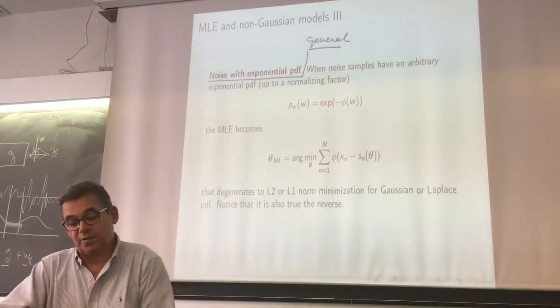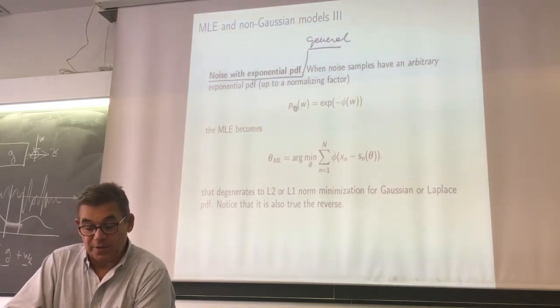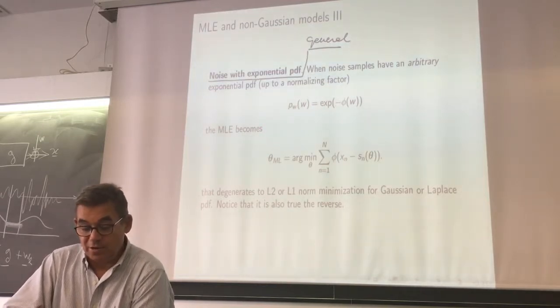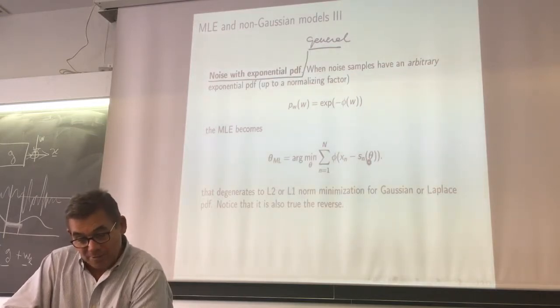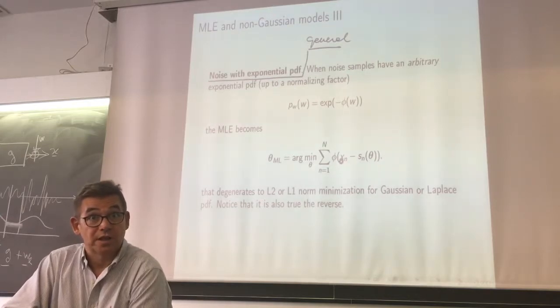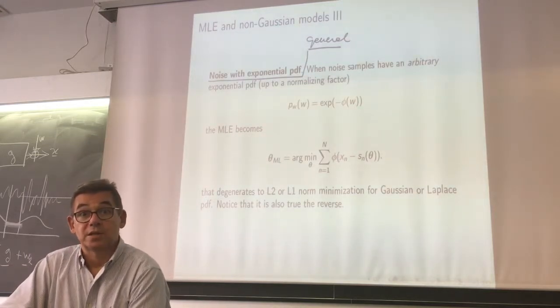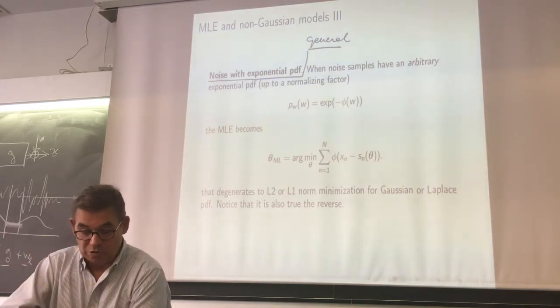Now, the general case of exponential distribution is when the probability density function of the noise is exponential minus a certain function. And the maximum likelihood, for this case, when independent samples is given by the sum of these functions. And you see that if the function itself is quadratic, which means as a Gaussian, then we have the L2 norm. If it is the absolute value, then we have the L1 norm as for the Laplace. So this is the most general one. When we might have different cases, we are not considering this in this course.